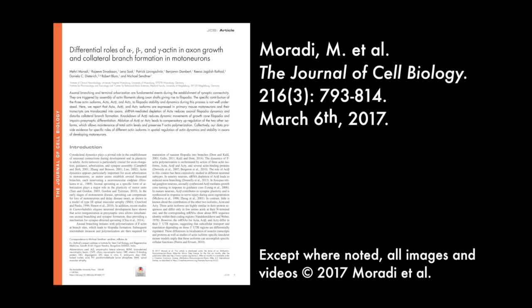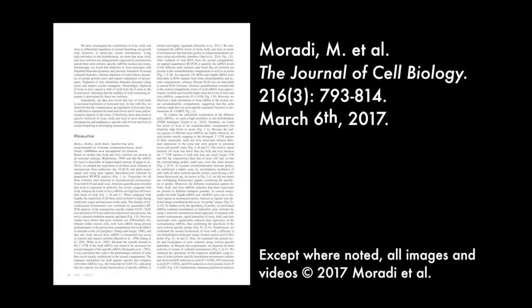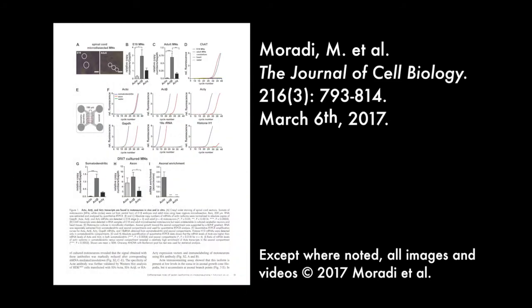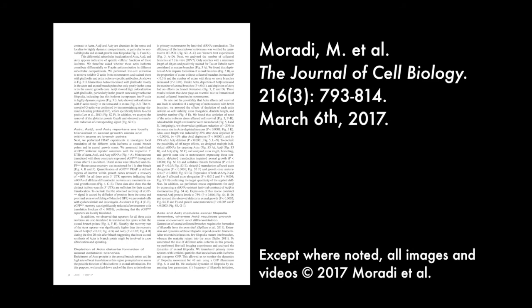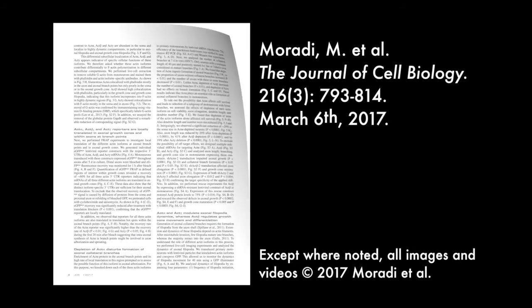For now, though, you can learn more about the differential roles of alpha, beta, and gamma-actin in axon growth and collateral branch formation in motoneurons in the paper by Moradi et al., published in the March 6, 2017 issue of the Journal of Cell Biology.